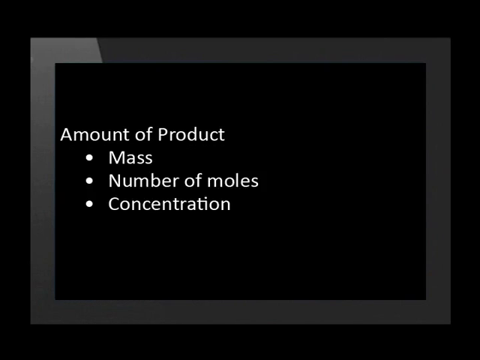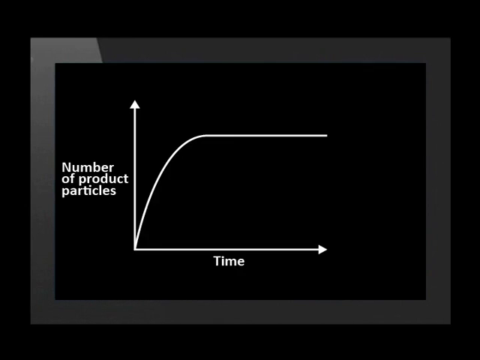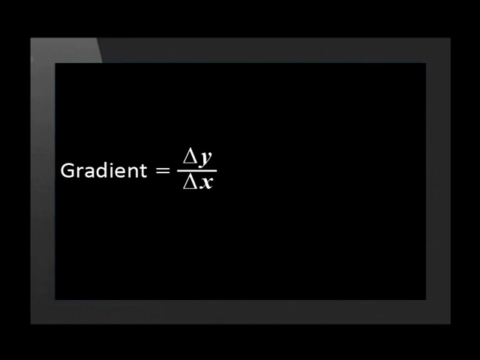Let's recap. We saw that a practical way to measure the reaction rate is to measure the amount of product formed in a given time. We could do this by measuring the mass of the product, the number of moles, the concentration, or the number of particles of the product. We also learned that it is possible to draw the change in the amount of product on a graph and then use the gradient of this type of graph to find the reaction rate.